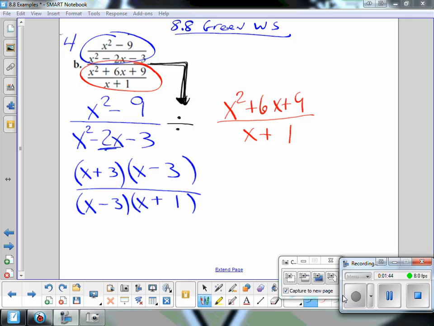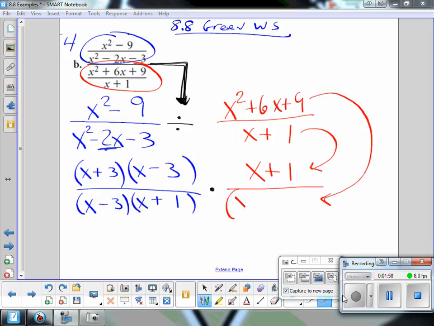Meanwhile, we're going to keep the blue fraction the same, change it to multiply, and flip the fraction on the right. The x plus 1 can't really be factored. But the x squared plus 6x plus 9 is the difference of perfect squares. Sorry, it's not the difference of perfect squares. It's called a perfect square trinomial. This happens when the first term is x times x, the last term is 3 times 3, and in the middle is 3x plus 3x, 6x.